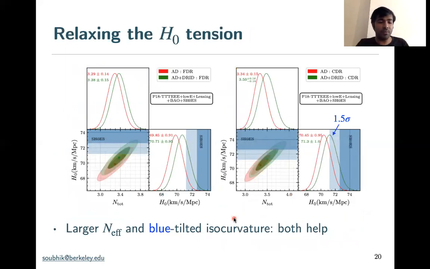Now let's turn on the blue tilt of the isocurvature as well. Because of the compensation between Silk damping and the growth that I just mentioned, generically you see, both for FDR and CDR, once you turn on isocurvature perturbation, that all the green shaded regions are shifted towards the right and towards the top, indicating a larger H0. In particular, CDR allows for the largest H0 that we can accommodate in this setup. And in particular, it reduces the tension with the local measurements of H0 to 1.5 sigma.